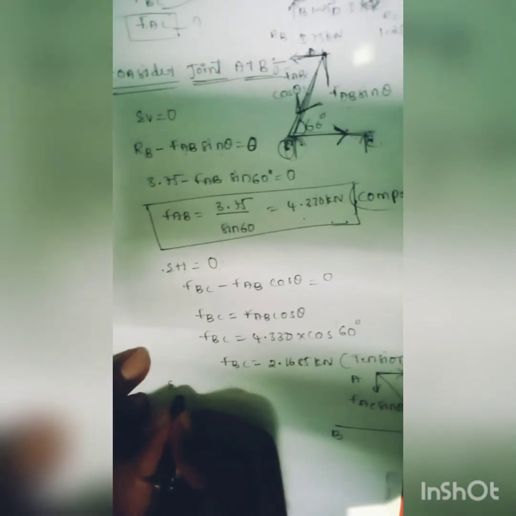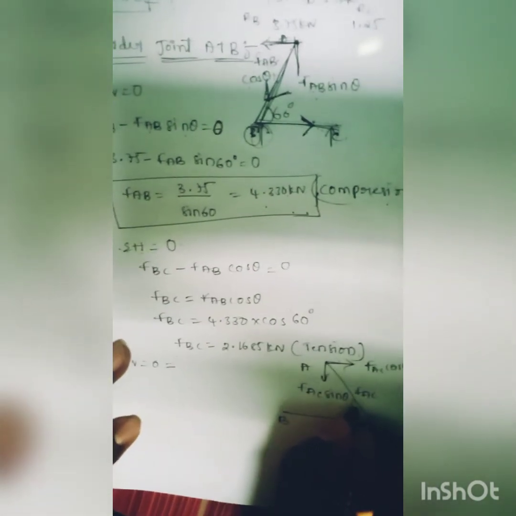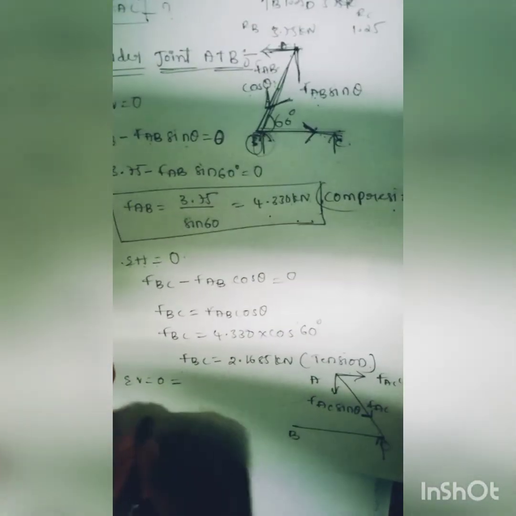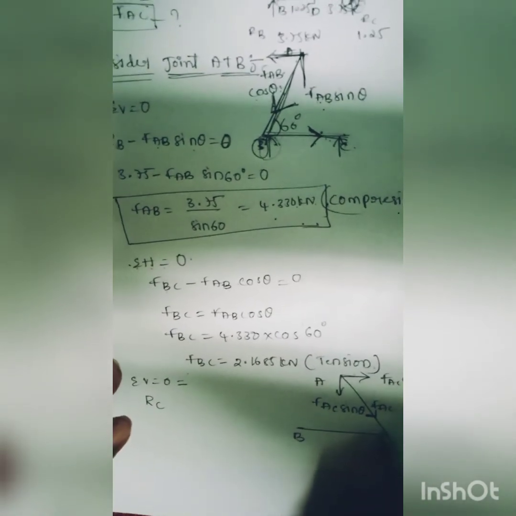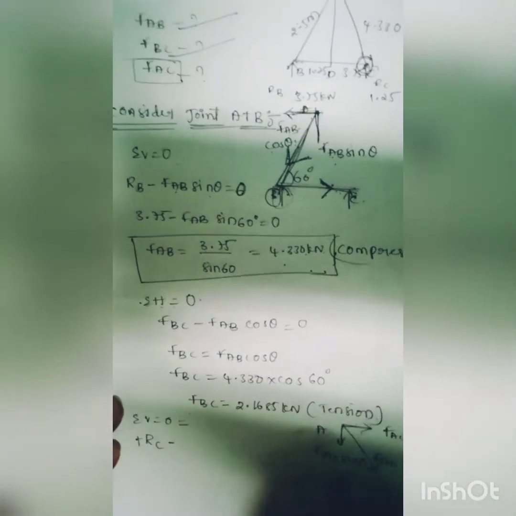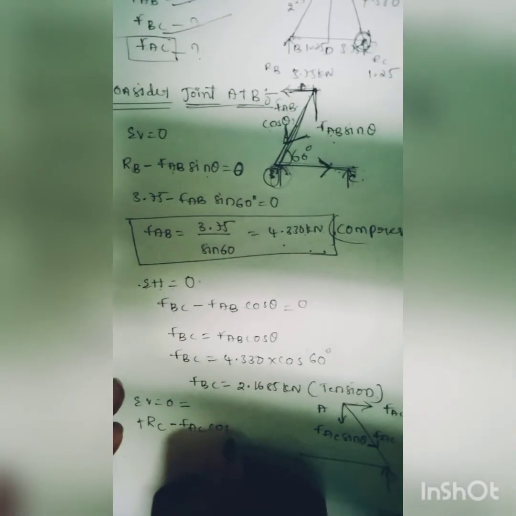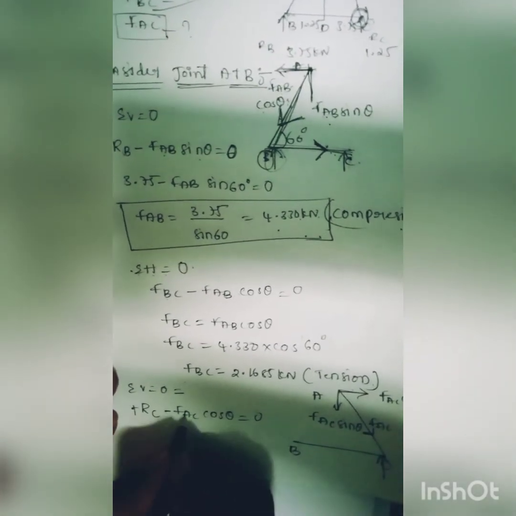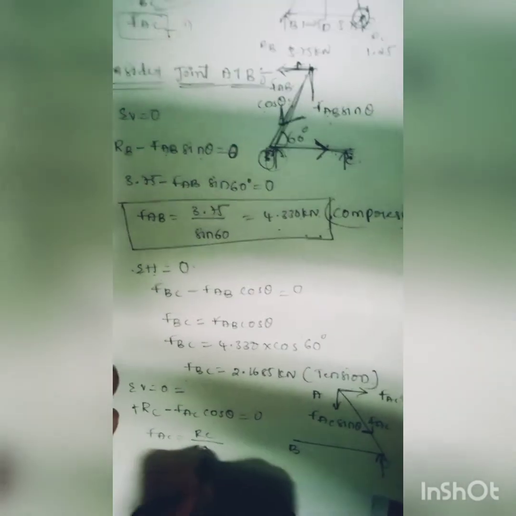So the sum of vertical forces is equal to 0. Consider the direction; I am considering the direction as towards the joint. Then what will be my reaction? RC is going upward, so plus RC, minus f of AC cos theta, which is coming downwards, equals 0. Then f of AC equals RC by cos theta.